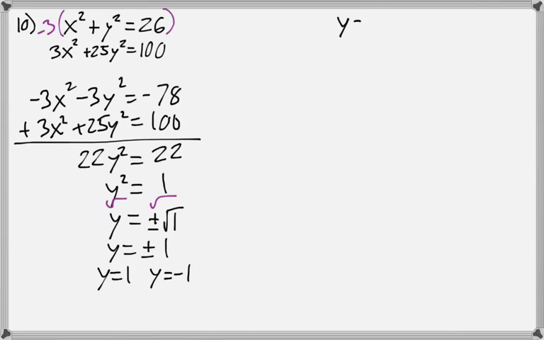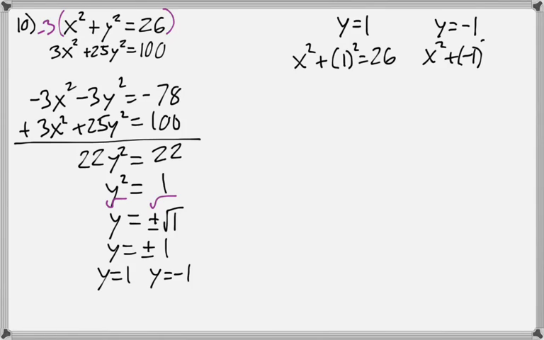So I'm going to go up here, so the top one will be x squared plus y squared is equal to 26, but I know what y is, it's 1. And x squared plus (-1) squared is equal to 26. So this will be x squared plus 1 is equal to 26. x squared is equal to 25.